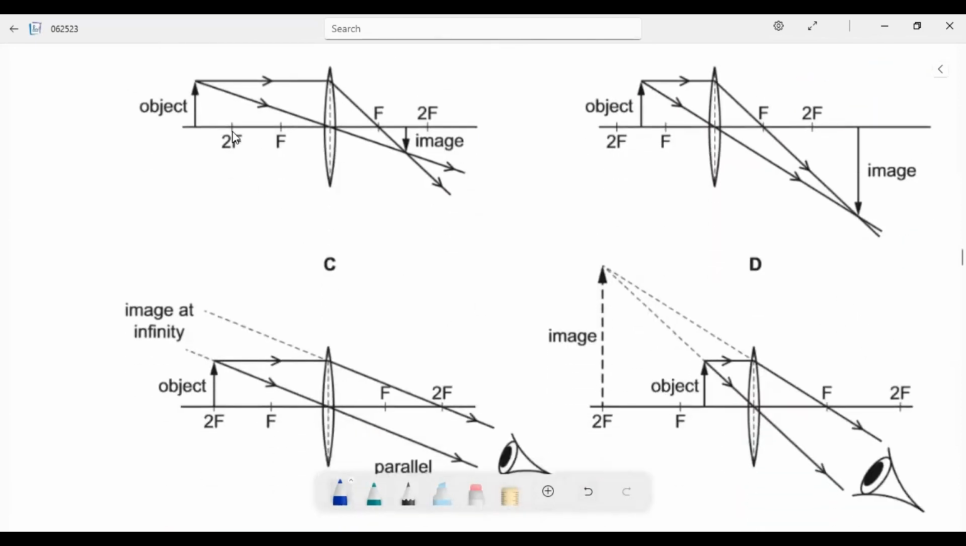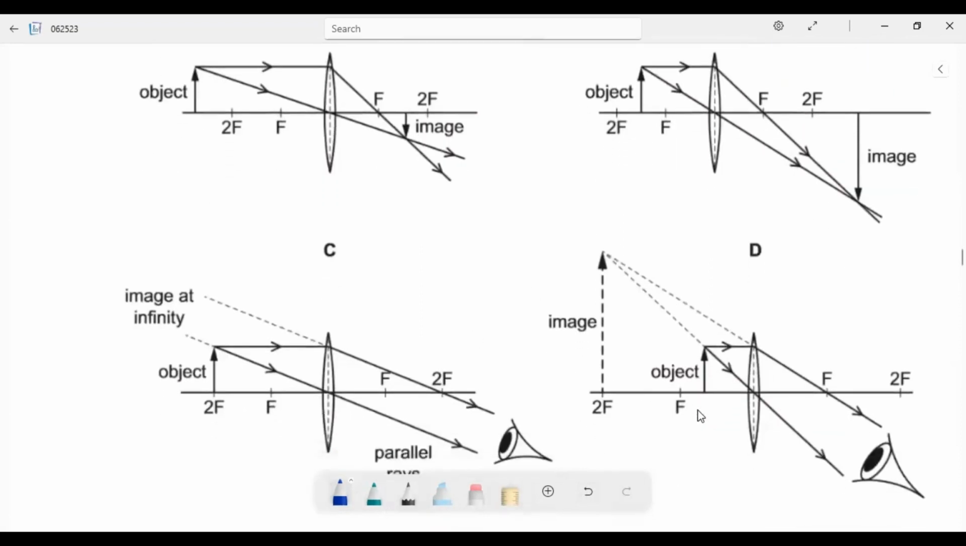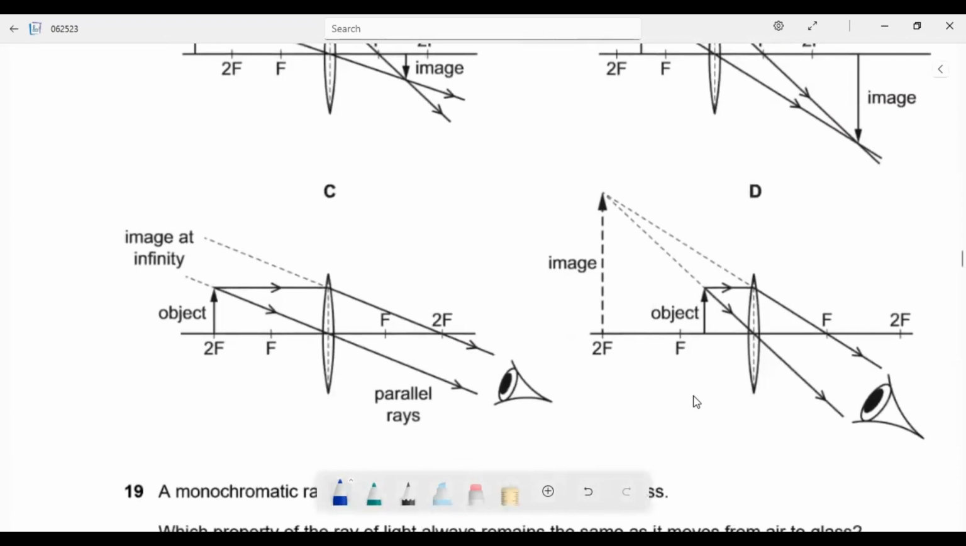So in this case, this is beyond 2F, this is between 2F and F, this is at 2F. So option D, here it is placed between this lens and F. The image is upright, virtual and magnified. So D is the right answer.